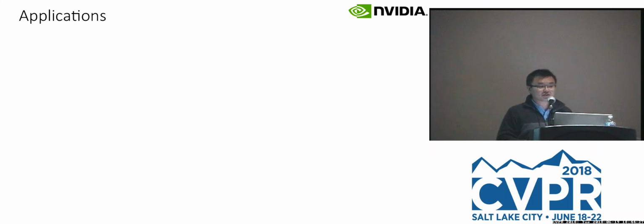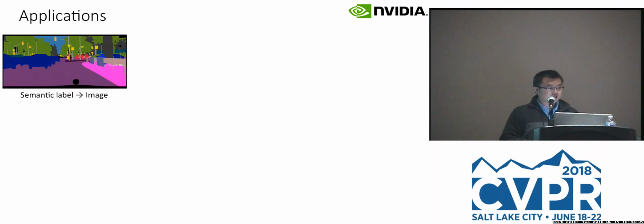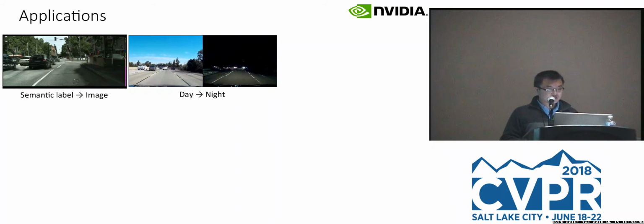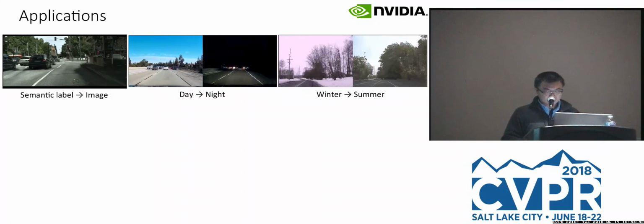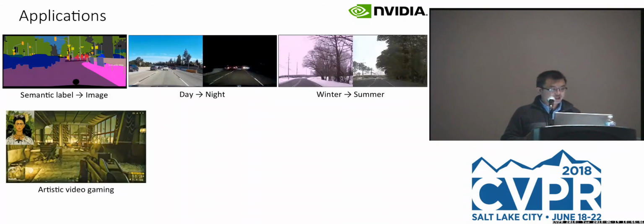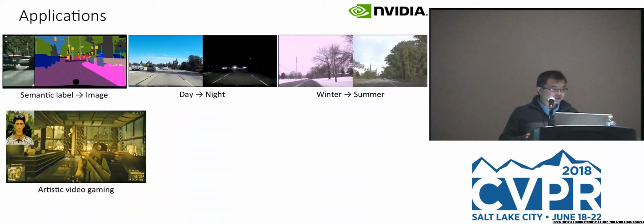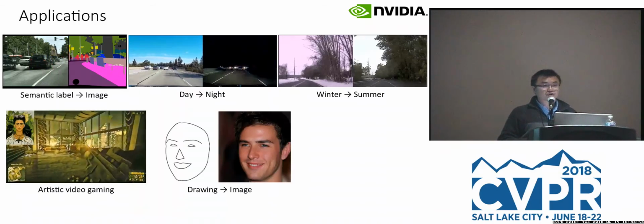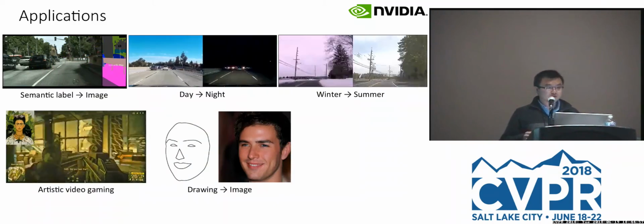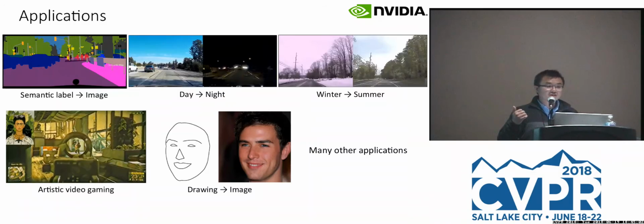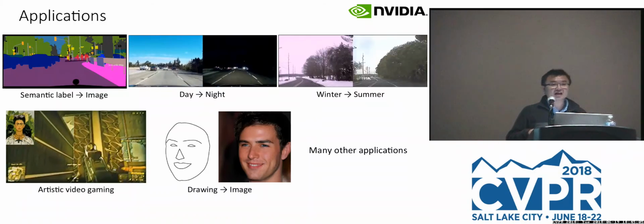This problem has many applications, including converting a semantic label map to an image, day to night translation, winter to summer. You can also use this technique to create artistic effects for your video game. Also from sketch to images. And there are many other applications. All the results you see here are produced by GAN-like algorithms.